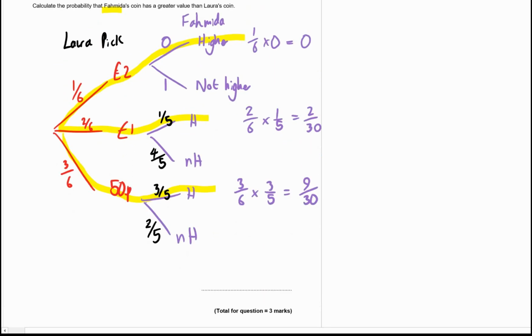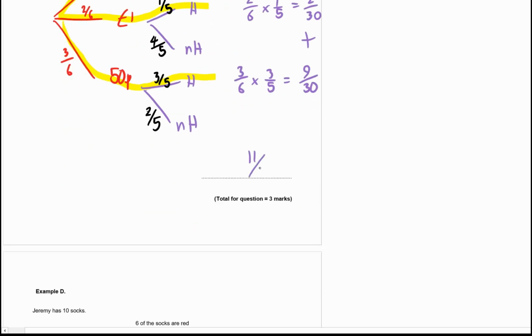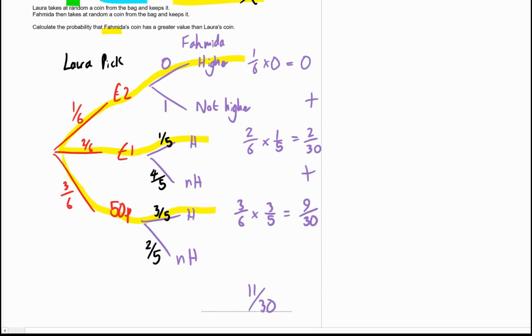And if you add all these together, so again you times along the branches, then anything you're left with after you times along, you will always add together. 0 plus 2 plus 9 gives me 11 over 30. And that was the odds of Famida getting a higher coin, or a coin with greater value than Laura.